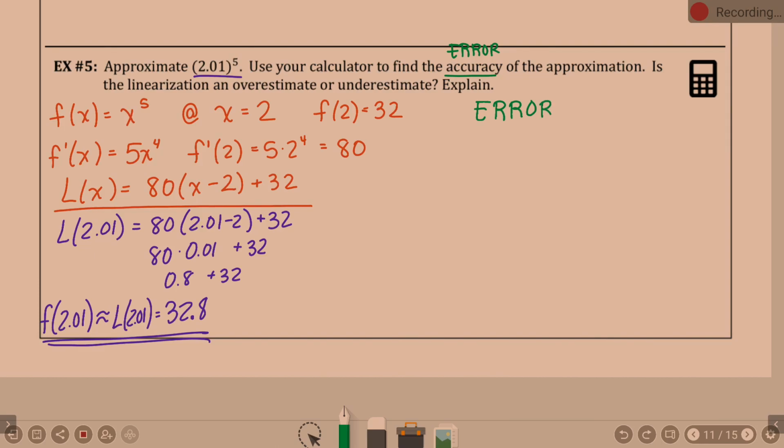We talked about this yesterday. I think it came up on that very last example, right at the bell. But we also talked about it in the original problem. In order to get error, you take the absolute value of the difference between the exact and your approximation. So we want the absolute value of the exact, f(2.01), minus our approximation, L(2.01).